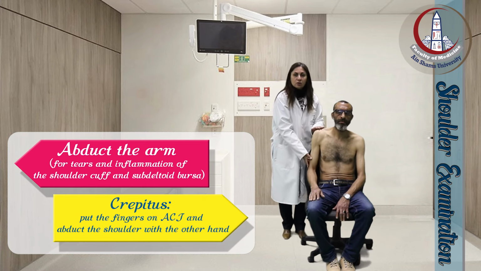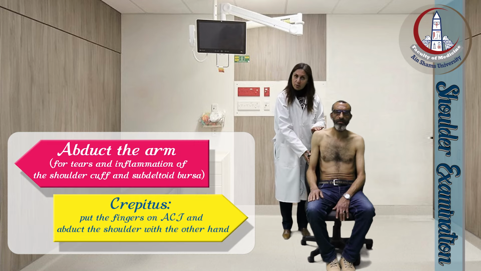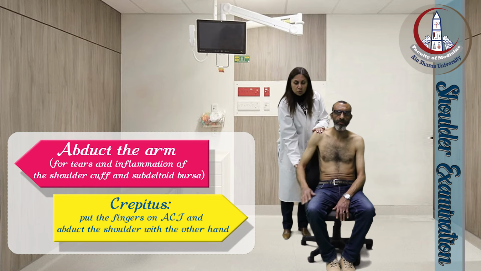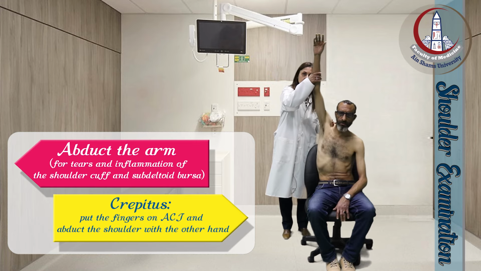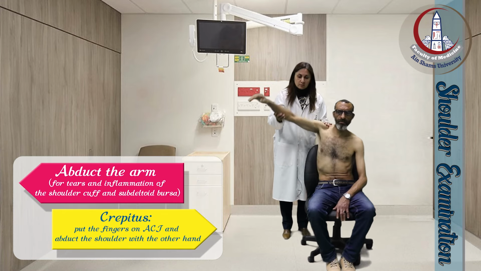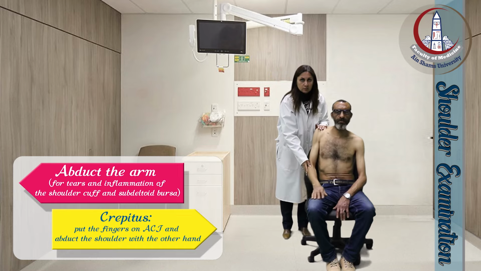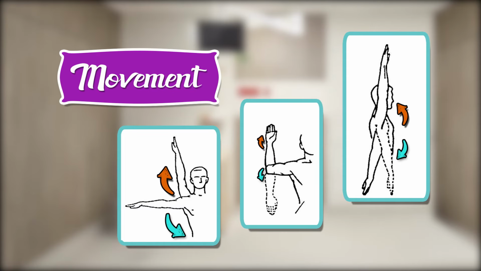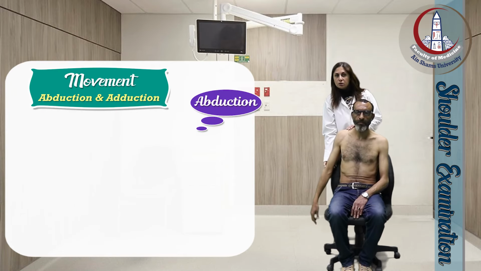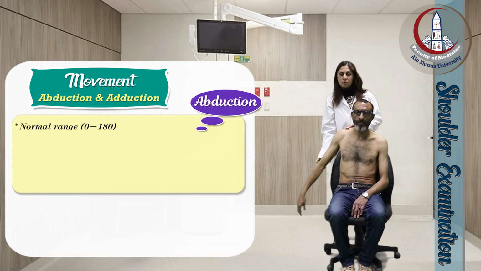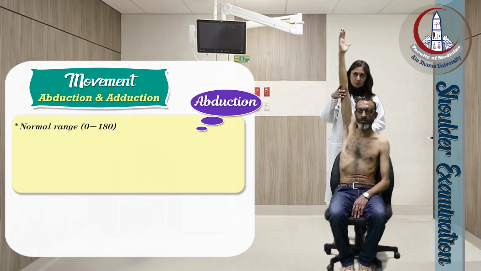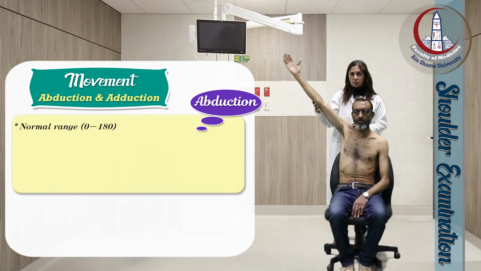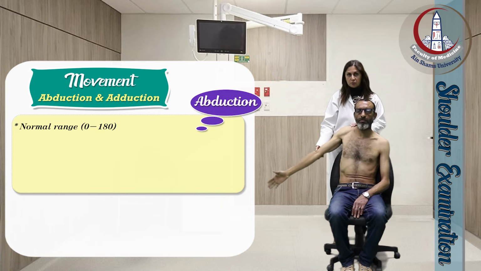Also, you can check for any inflammation of the subacromial subdeltoid bursa when you do the full abduction of the arm. Check for the abduction range of motion, which is from 0 to 180 degrees. And then the patient will resume to the original position.